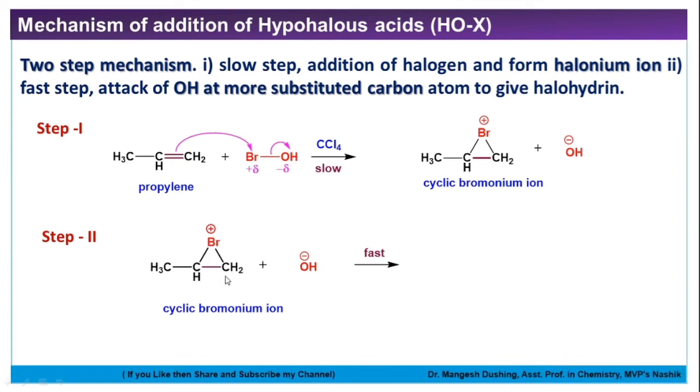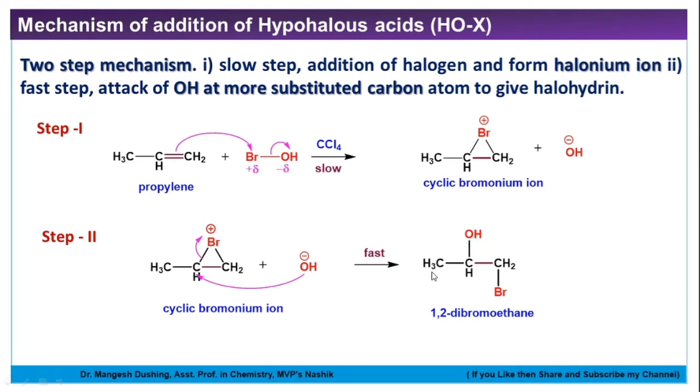So where will it attack, CH or CH2? CH. So this will attack on this CH. Then this C-Br bond will break. Those electron goes to the Br. So Br positive charge will be neutralized, and what you will get is this product CH3 CHOH CH2 Br. That is 1-bromo-2-propanol. This addition is also anti-addition. So OH and Br are anti to each other.